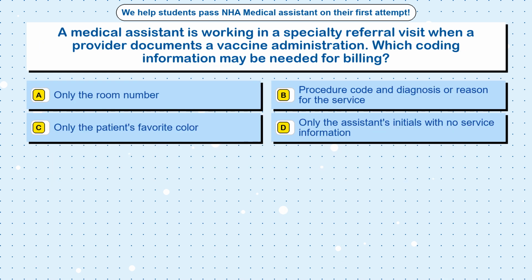Question 7. A medical assistant is working in a specialty referral visit when a provider documents a vaccine administration. Which coding information may be needed for billing? Option A. Only the room number. Option B. Procedure code and diagnosis or reason for the service. Option C. Only the patient's favorite color. Option D. Only the assistant's initials with no service information.